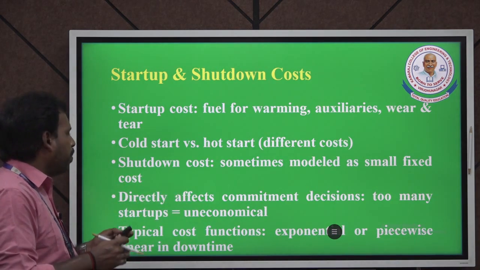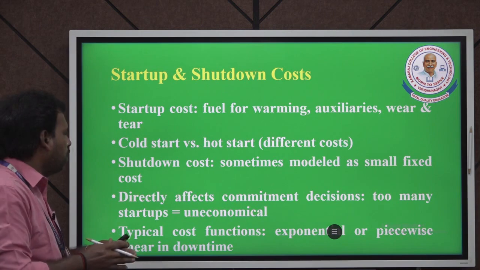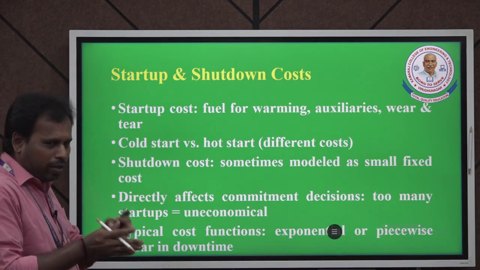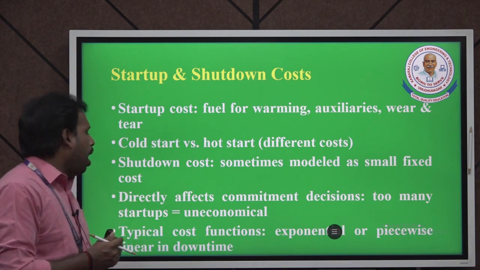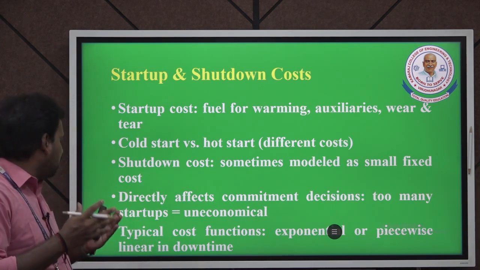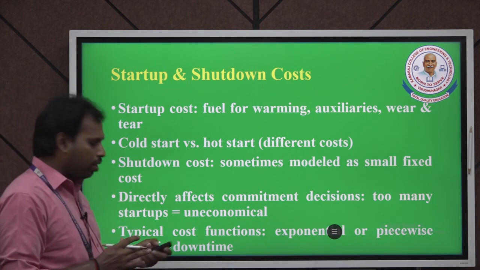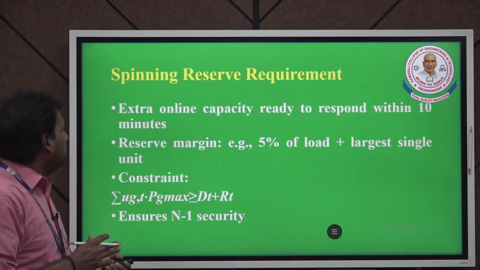This directly affects the commitment decision: too many startups in a particular time is uneconomical, and the cost grows exponential or linear in downtime. This is the main startup and shutdown cost.